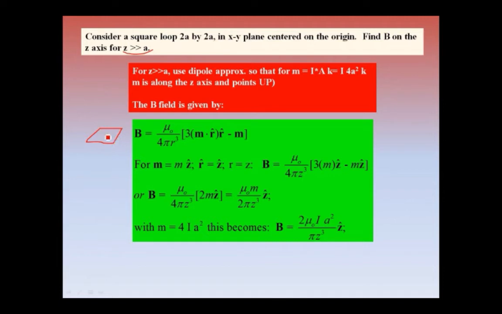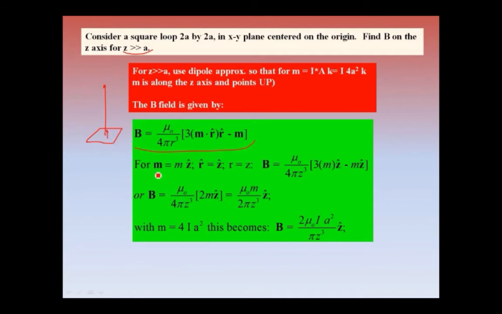We put the origin right in the center, and we're thinking about finding B along the z-axis here. Z is much greater than the size of one edge of the loop. Let's use our equation that we just developed here. So if you look at m, which is equal to m times z hat, I'll just draw it here. This is m, oriented along the z-axis.